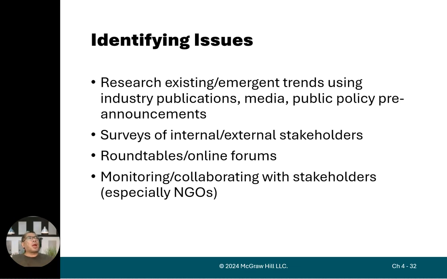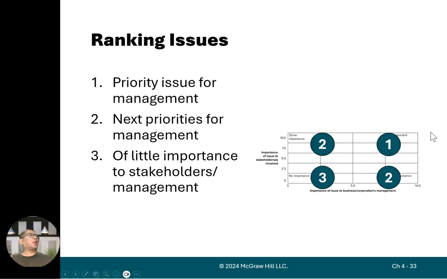Let's continue. Identifying issues: research existing and emerging trends using industry publications, media, and public policy pre-announcements. You can do a survey as well for internal and external stakeholders, do a roundtable or online forum, and do monitoring in collaboration with other stakeholders, especially the NGOs. Okay. In terms of the ranking of the issues, we're going to put it here. Priority management here, number one. Number two will be the next priority of the management. Number three will be of little influence to stakeholders.